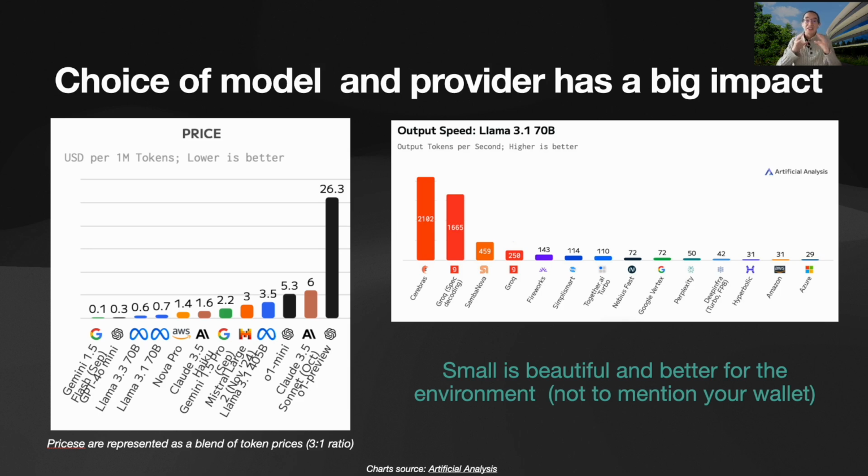And usually the size of the model that you're picking also has a big impact. Bigger models will take longer to run. Smaller models will go faster. Which one you're using and which one you need to use will have a big impact on your application. So at the end of the day, small is beautiful and better for the environment and better for your wallet.